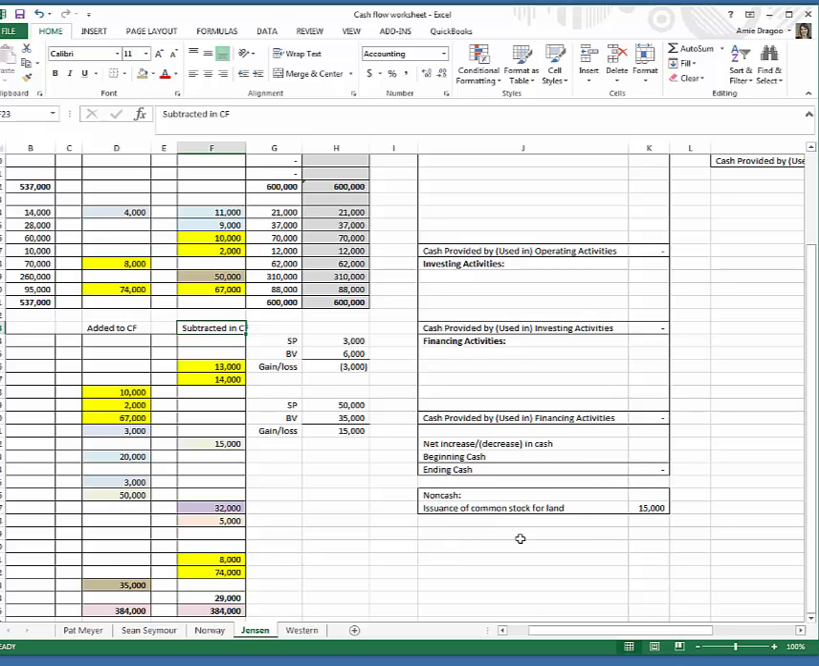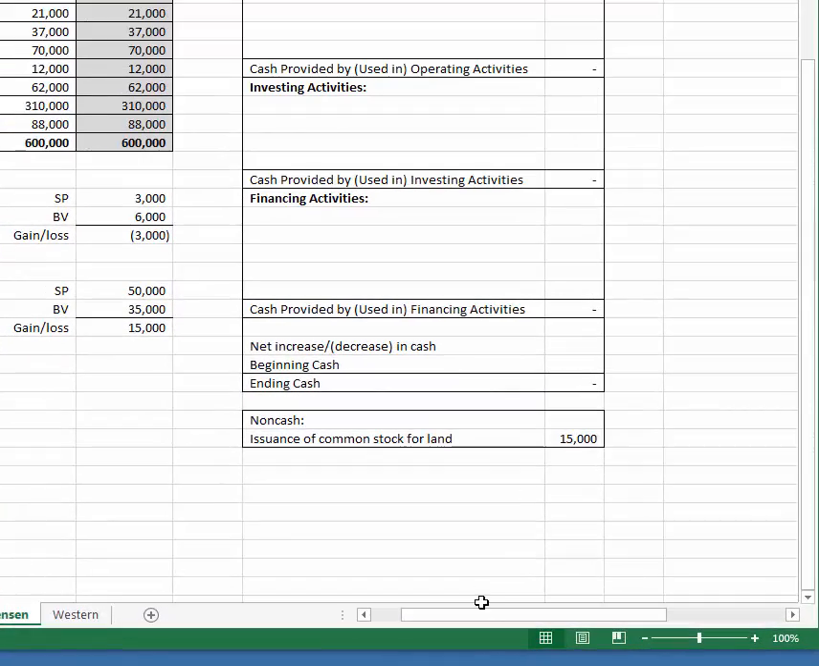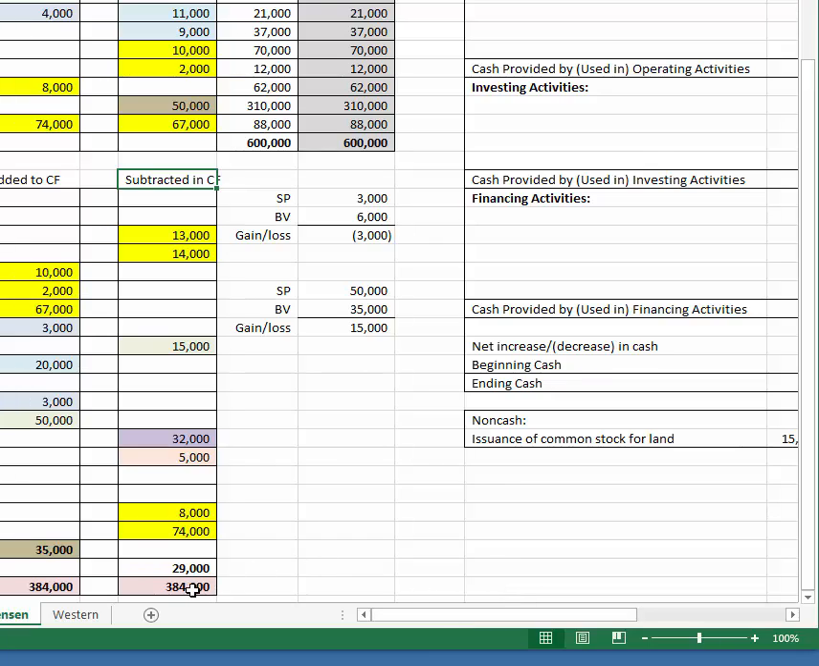And then don't forget to add the non-cash section where you would simply list any exchange that was included in your problem. So here we had an issuance of common stock for land for $15,000. That's an important part to add to your cash flow statement.